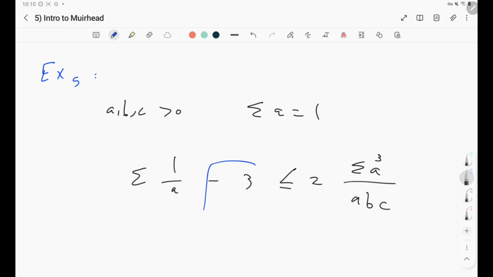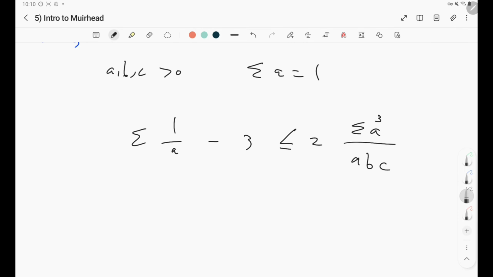What about this? Also degree 0. What about this? This is degree negative 1. So actually, we can simply homogenize this by making this degree 0. How? Look at the condition. You have just a degree 1 here and a 0 here. So very easy. Just multiply this by sigma A, right? And we will be done. Alright, so let's do that.